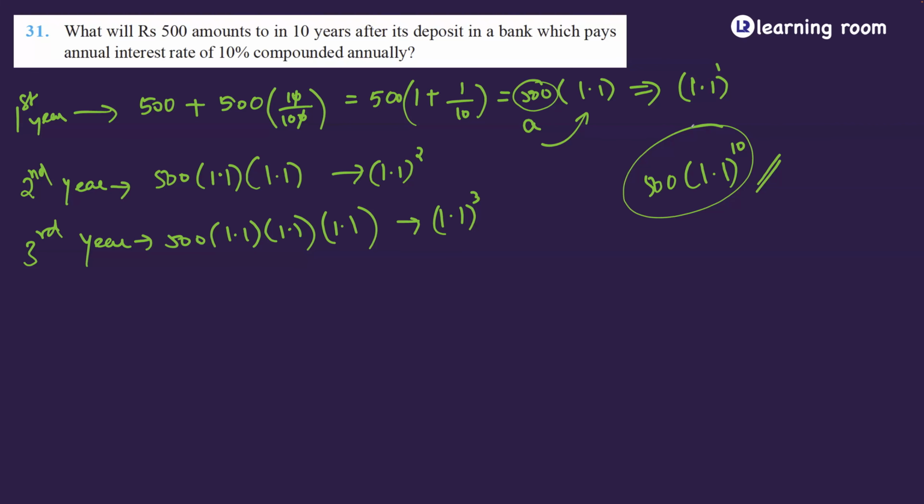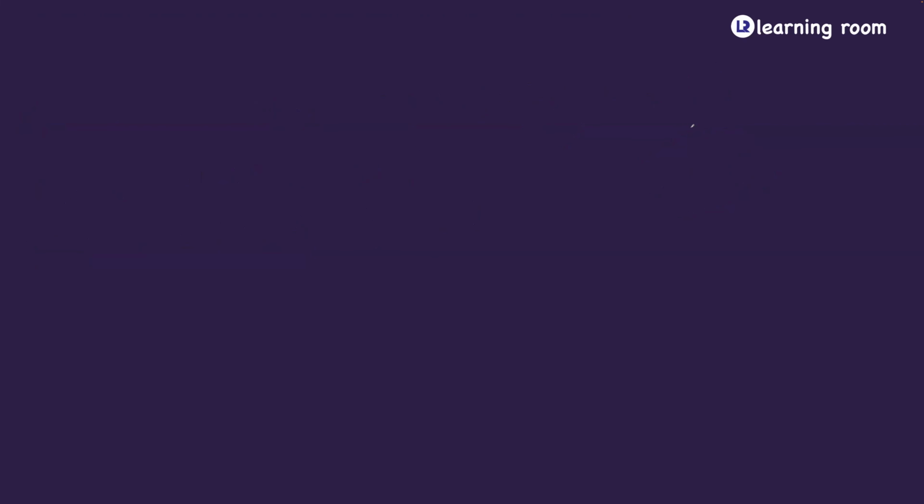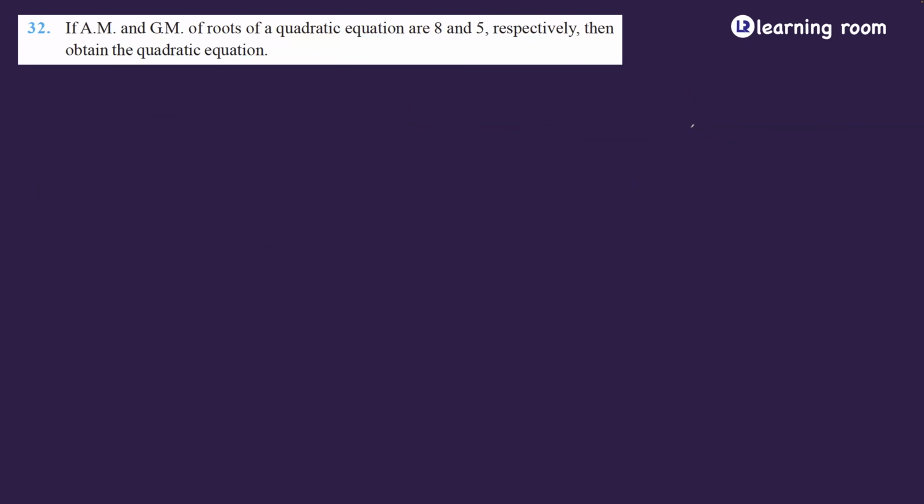Okay. I think you can do this. The AM and GM of the roots of a quadratic equation are 8 and 5 respectively. Then obtain the quadratic equation.